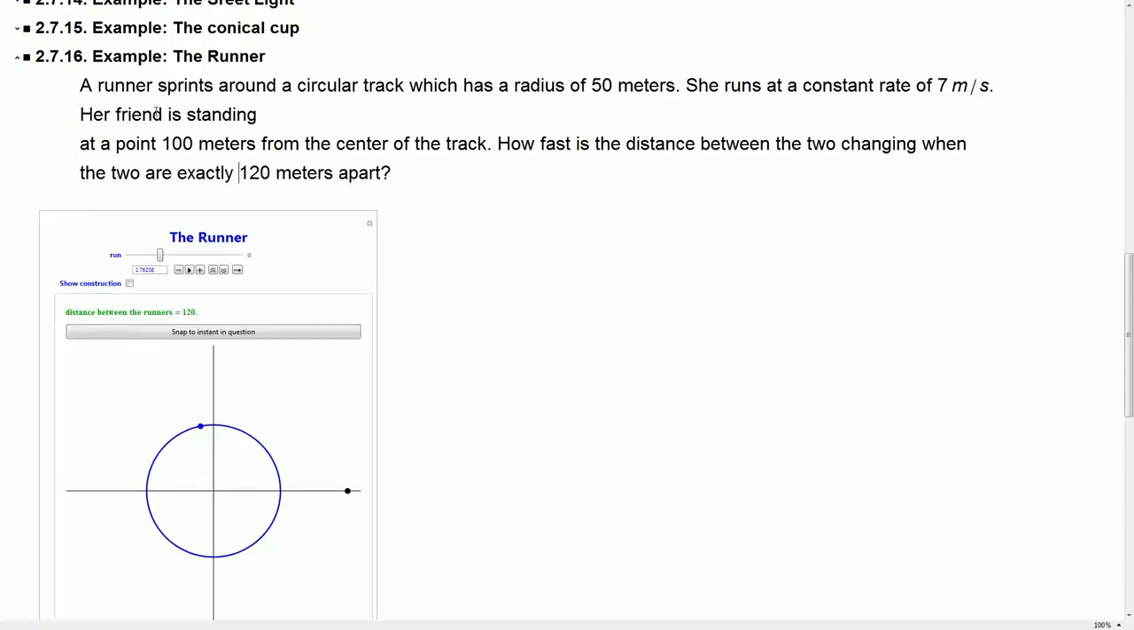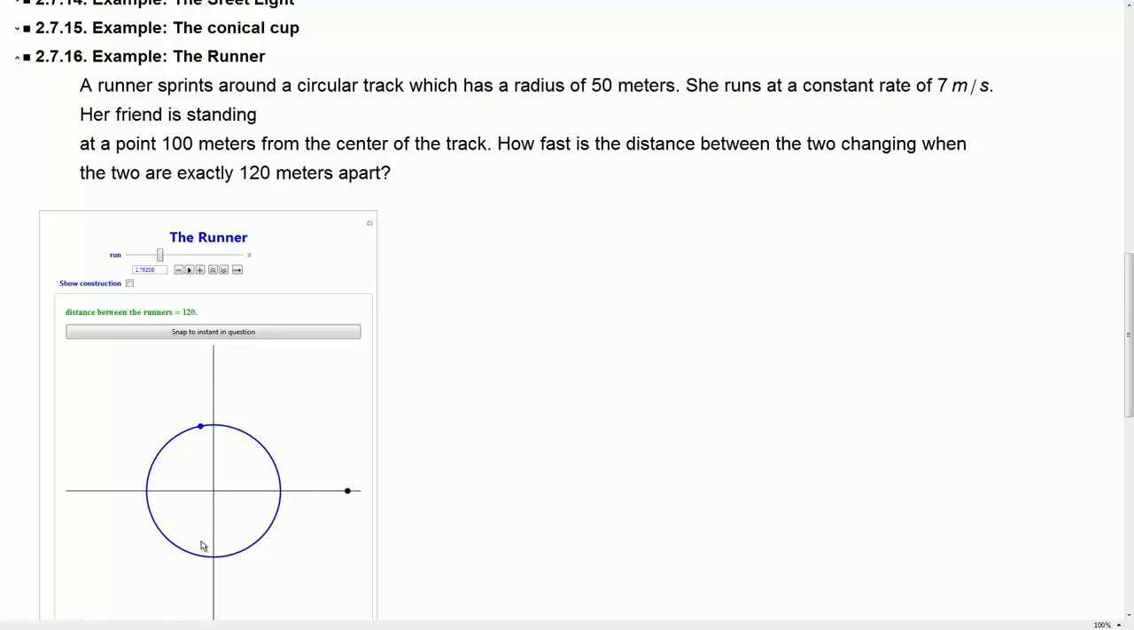A runner sprints around a circular track, which has a radius of 50 meters. She runs at a constant rate of 7 meters per second. Her friend is standing at a point 100 meters from the center of the track. How fast is the distance between the two changing when the two are exactly 120 meters apart?